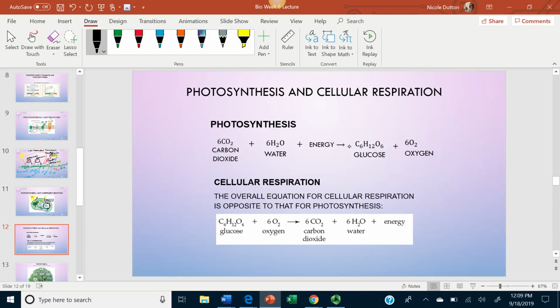Amazingly, photosynthesis and cellular respiration are exact opposites from each other. In cellular respiration, we start with a sugar and we add some oxygen in there. We end up releasing carbon dioxide and water as an end product. In photosynthesis, we're starting with carbon dioxide and water, and then we're creating glucose and oxygen as an end product. So they are almost exact reverse copies.